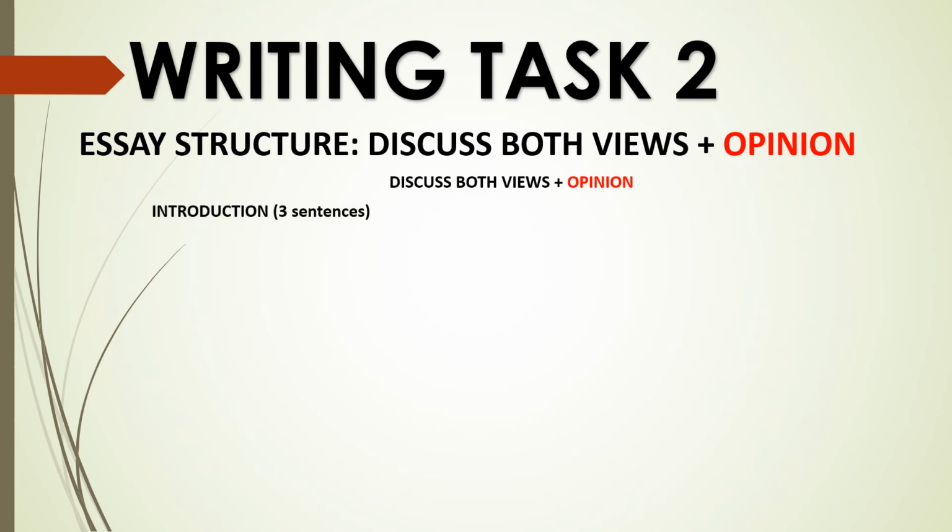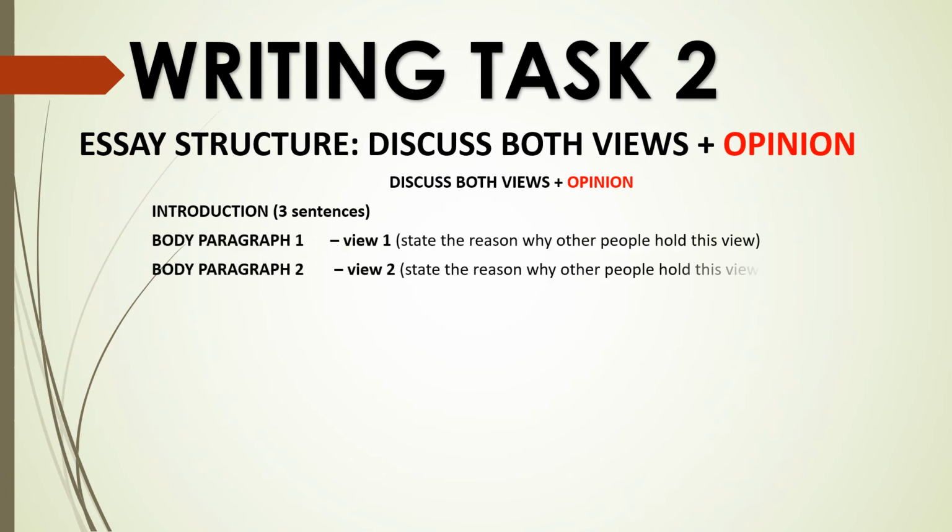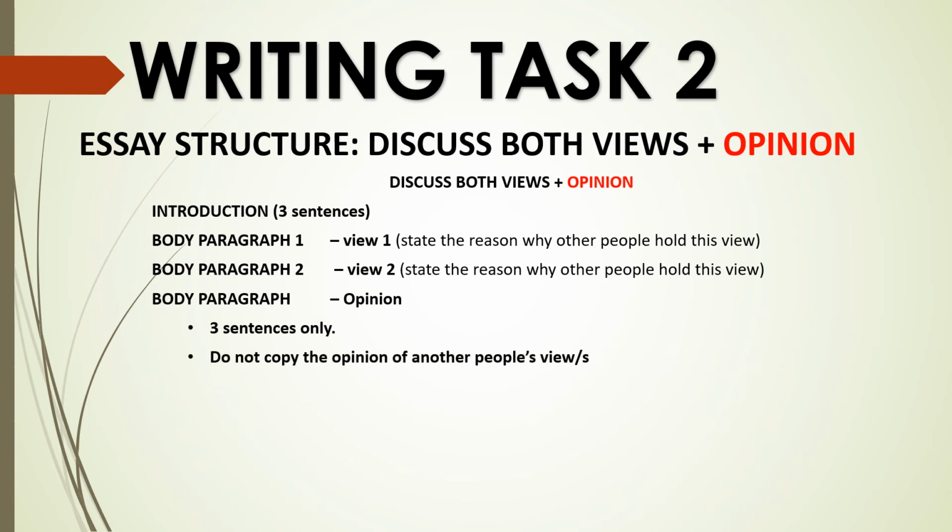First, we have, of course, our introduction. We must write at least 3 sentences in our introduction, and then our body paragraph 1, in which we will present view 1. Body paragraph 2, we will present view 2, followed by body paragraph 3, which is our opinion, and this opinion must consist of only 3 sentences, and we should not copy the opinion of another people's view. What does it mean? It means that we have to create another reason for holding our view.